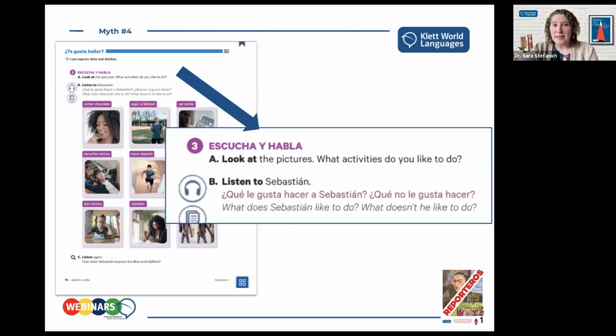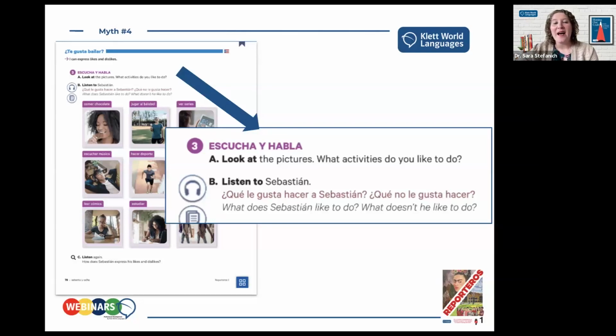And so you might see here in the zoomed in version that activity B specifically asks, ¿Qué le gusta hacer a Sebastián? ¿Qué no le gusta hacer? So what does Sebastian like to do? What doesn't he like to do? And this famously involves gustar in Spanish, which is one of those verbs that has infamy about being difficult for students to understand and to use accurately.